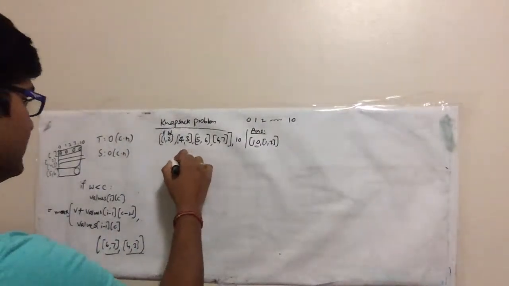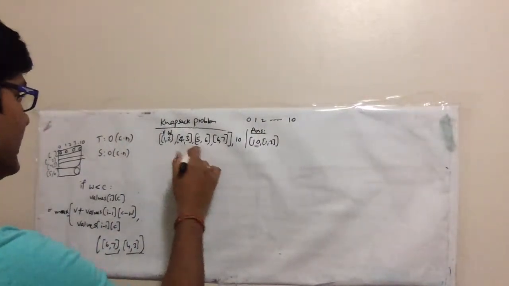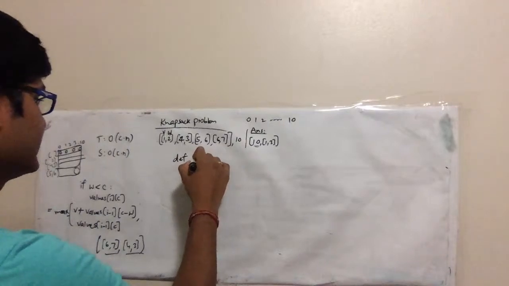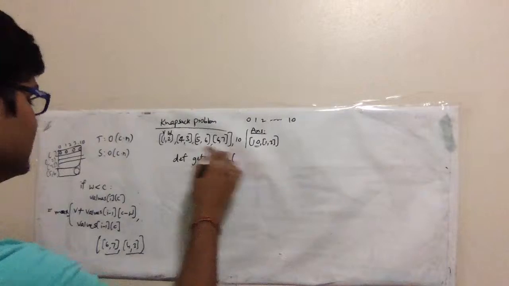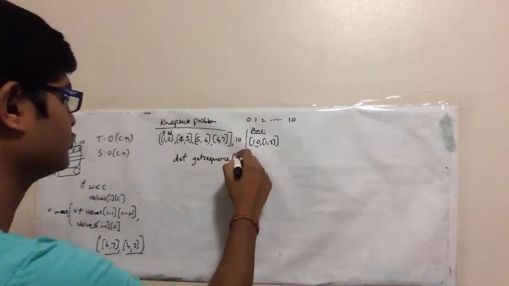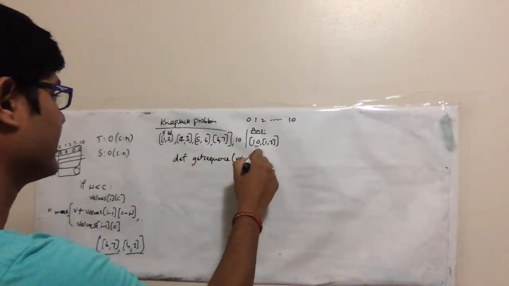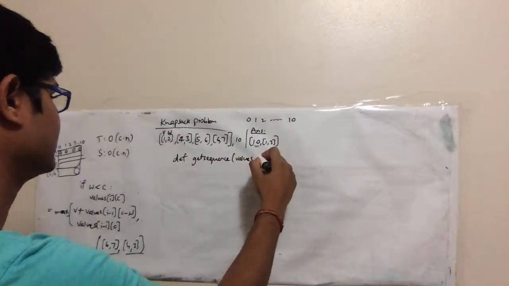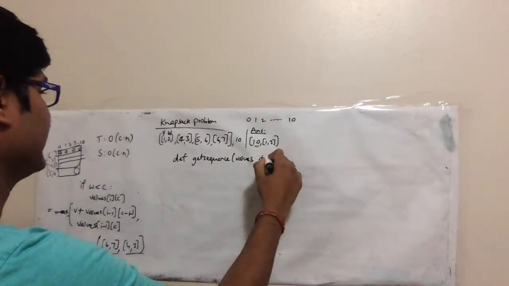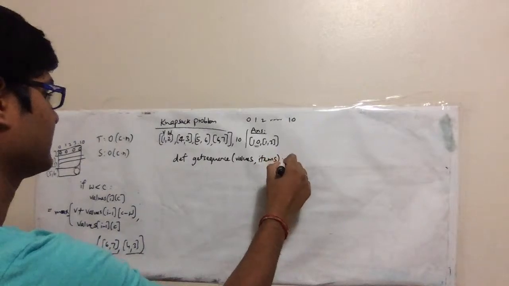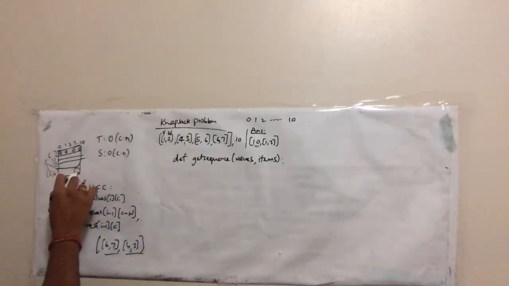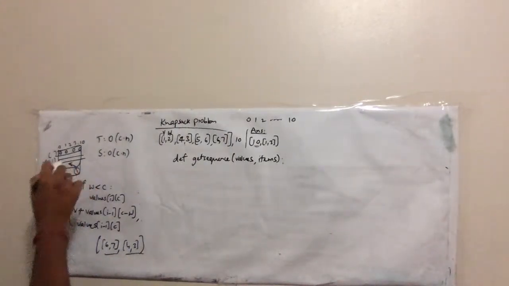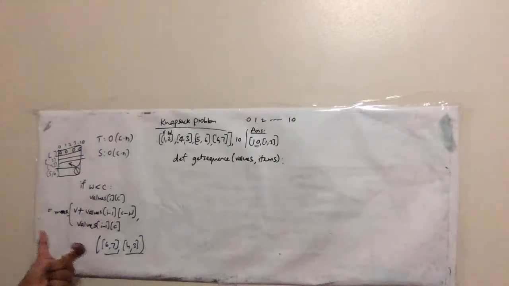Okay, so we need to write a new function, the definition of get sequence, which takes the created 2 by 2 matrix, which was named values, and the other is items. These items we are passing. So what needs to be done here? We need to backtrack from here to back. Okay, so how are we doing it?